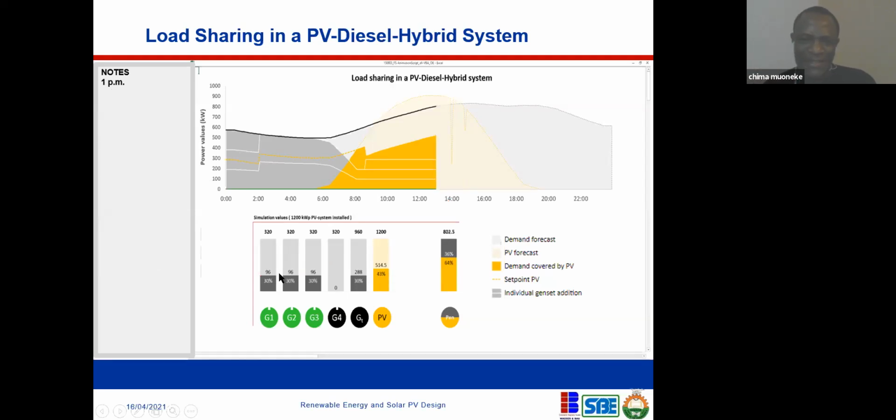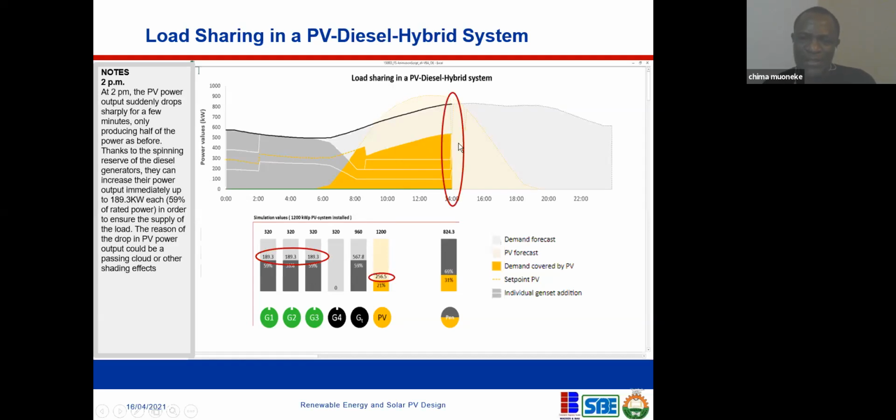They were operating at 30% minimum capacity because the solar was providing more of the energy. But at this point, the supply from the solar suddenly drops, and the generators quickly pick up the demand from the solar system, and everything keeps running smoothly. The people who are using this power wouldn't know what is happening here, because the automatic control is taking care of all of these things, right? So now you have three generators that are operating at 59% of their rated power. The solar power has suddenly dropped to 21%.